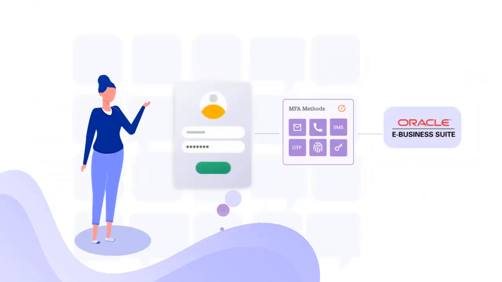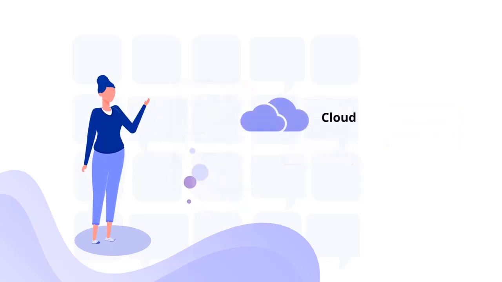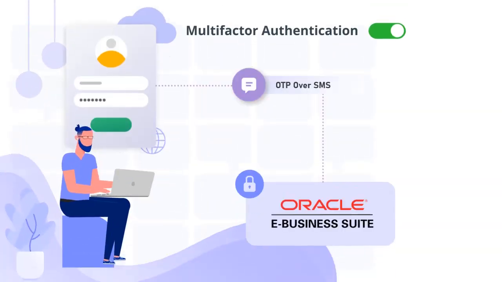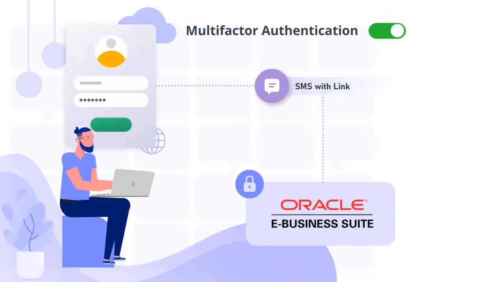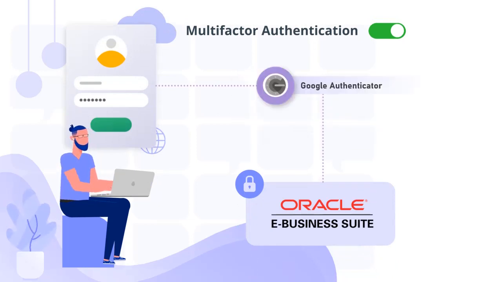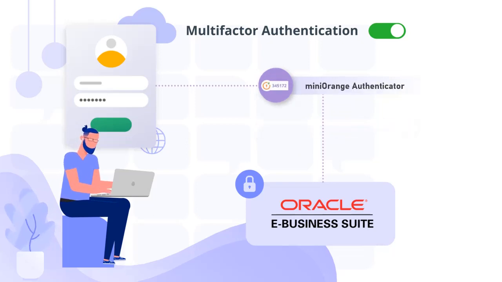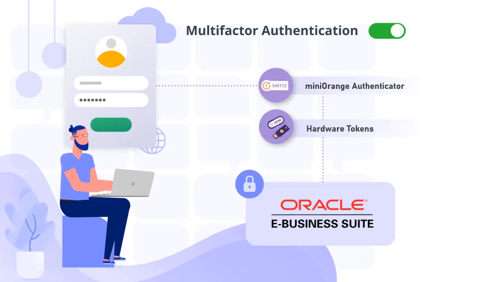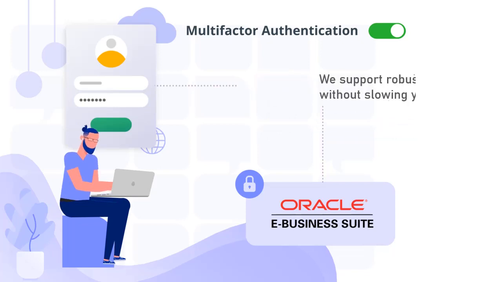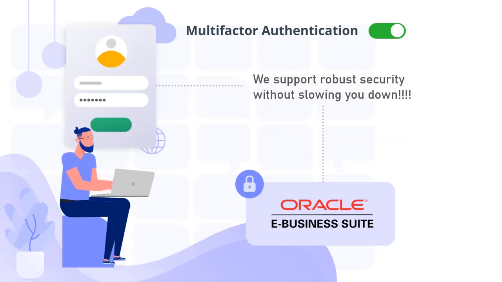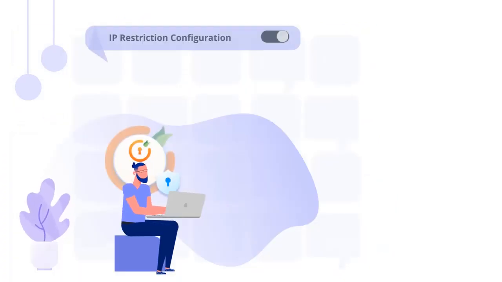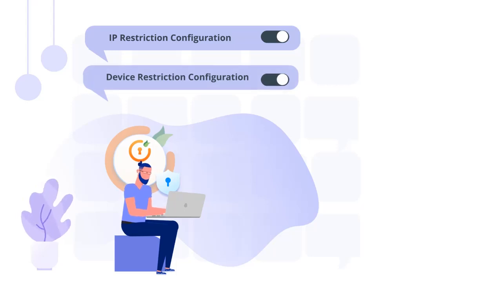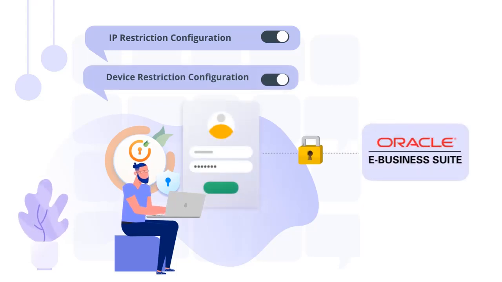Our multi-factor authentication solution ensures that the right set of eyes can access sensitive information, whether on a cloud or on-premise database. With 15+ methods, such as OTP over SMS or email, SMS with link, miniOrange push notifications, Google Authenticator, Microsoft Authenticator, miniOrange Authenticator, hardware tokens, phone callback, and many more, we support robust security without slowing you down. Admins can limit their users' ability to log in only from specific IP addresses or devices. This provides additional security for Oracle EBS SSO logins.